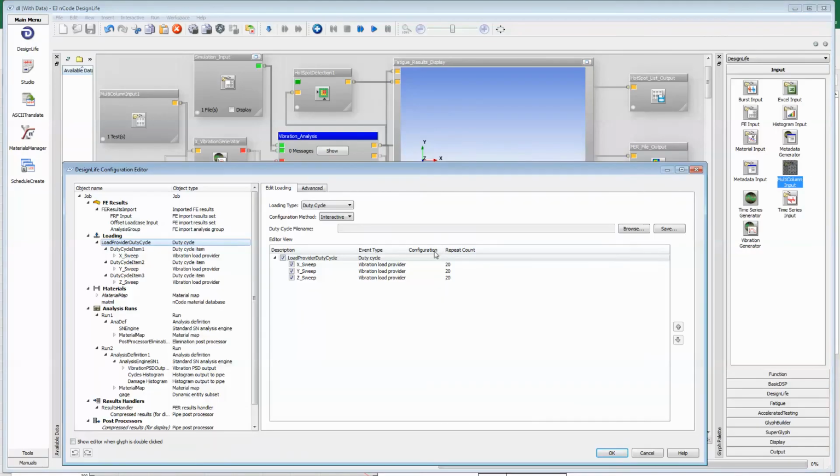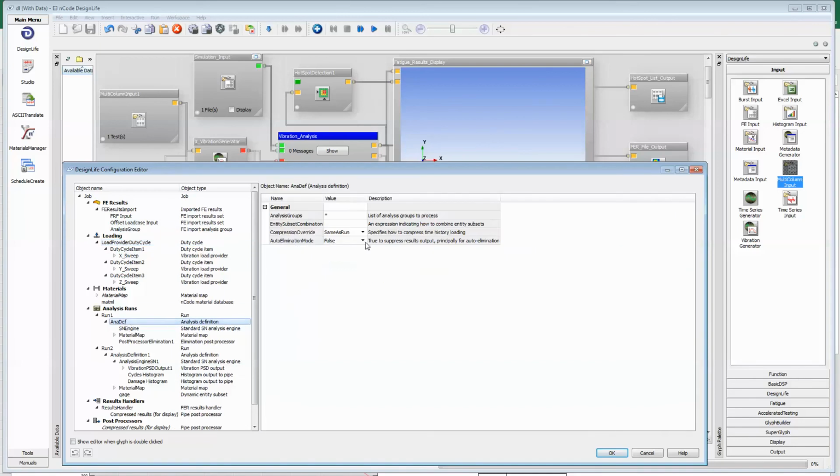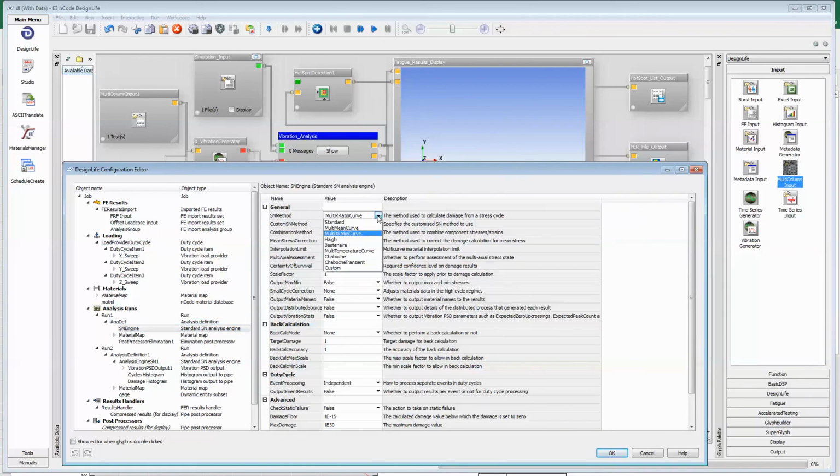Advanced edit, analysis engine. We want to use a standard SN curve, and there is only a single SN curve, so we can't interpolate. Typically you may use a Goodman diagram if there is any static offset. If there is no static offset, eventually you can go with none.